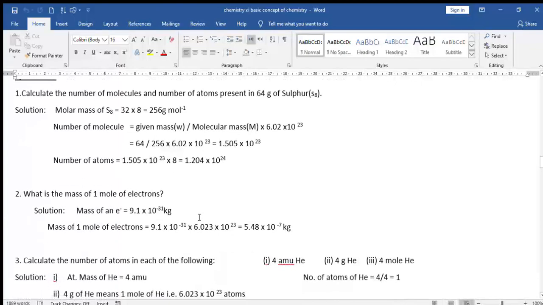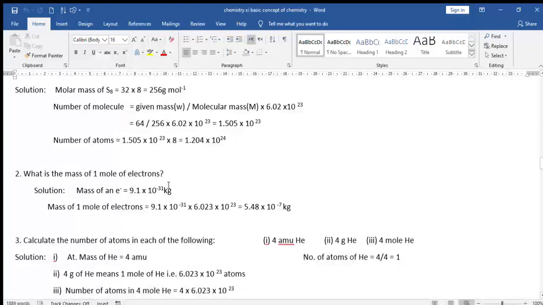Next question is, what is the mass of 1 mole of electrons? Mass of an electron is 9.1 into 10 power minus 31 kg. Mass of 1 mole of electrons is equal to 9.1 into 10 power minus 31 into Avogadro number. We get the answer 5.48 into 10 power minus 7 kilogram.